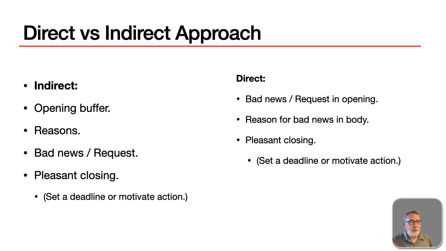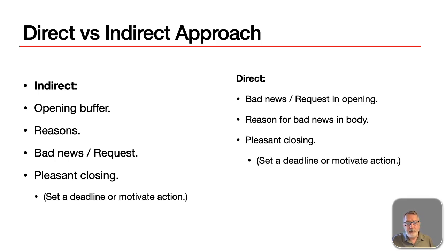In the direct approach, you give your bad news or the request in the opening right up front, then you give the reasons justifying it, and then you close on a pleasant note. And even if you use this approach for a bad news message, you do want to keep it pleasant. You're trying to maintain a relationship. This is just one event in an ongoing relationship that you have with the person.